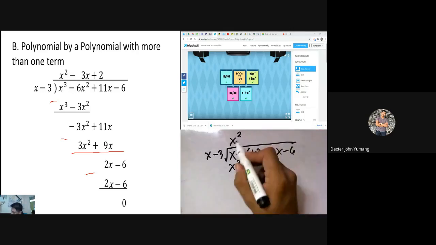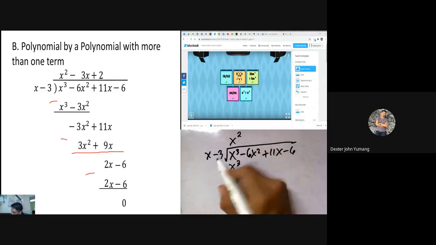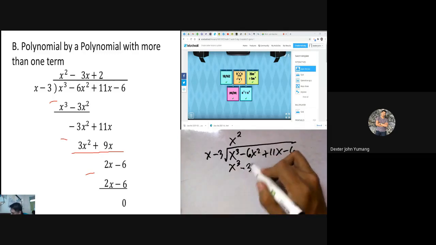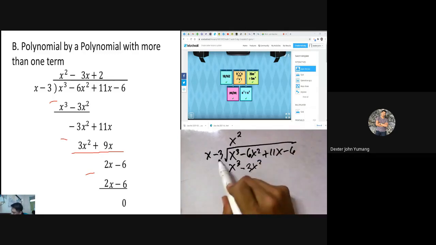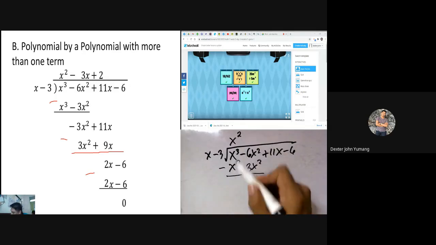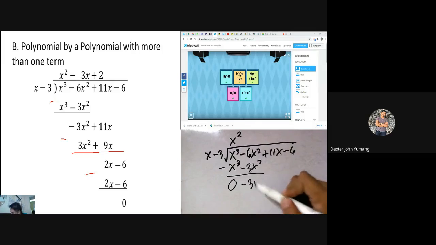So, x squared times negative 3 is negative 3x squared. When multiplying a number and a variable, they have no same number or same variable, so copy na lang po. Then, isa-subtract natin. That is 0. Then we have negative 3x squared.